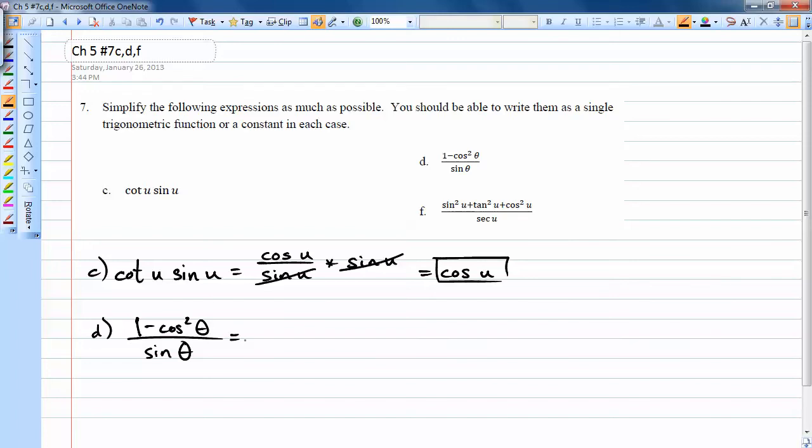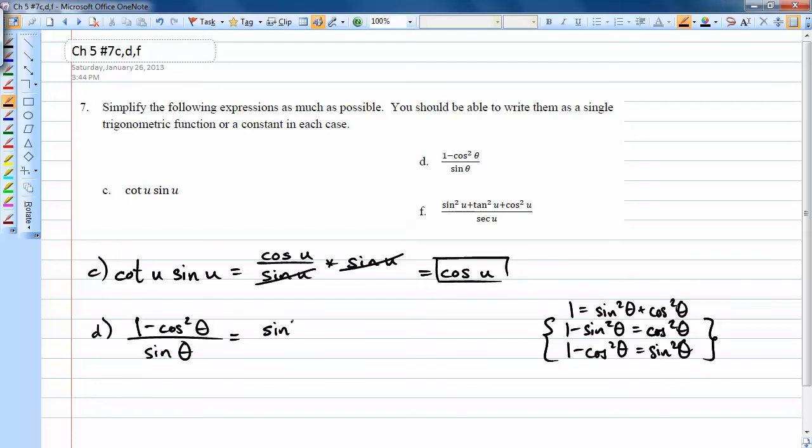So 1 minus cosine squared, if you think about the fact that 1 equals sine squared theta plus cosine squared theta, then you know that 1 minus sine squared theta is going to be cosine squared theta. Or you could do 1 minus cosine squared theta equals sine squared theta. It's useful to think of it in these two ways also. So in this case, 1 minus cosine squared is really sine squared. And then we can do a little cancellation, and you just get sine theta.